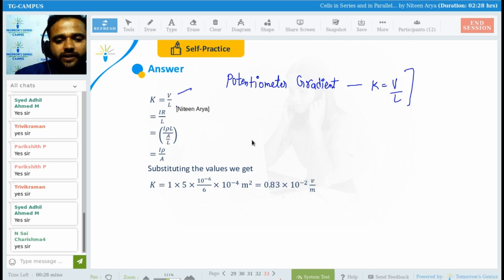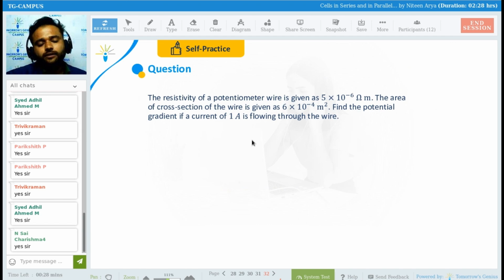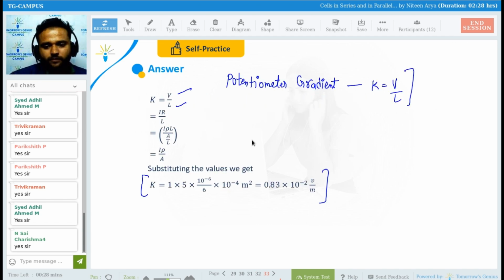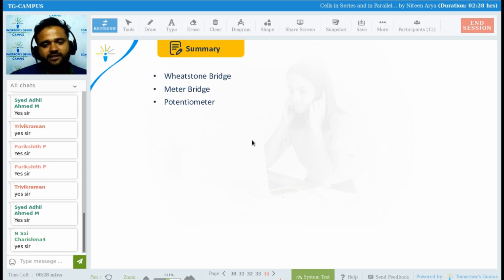Okay. So we have V, we have L. Put the value of V with the help of IR and everything, then substitute the values. So that is your potential gradient. Is this clear, everyone? Tell me, beta, is this clear? Okay, this is the summary.